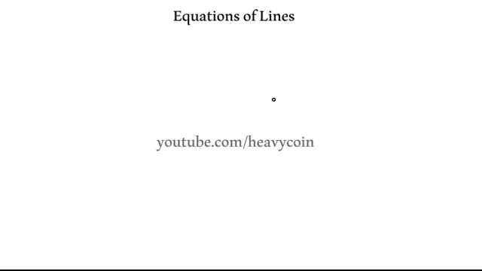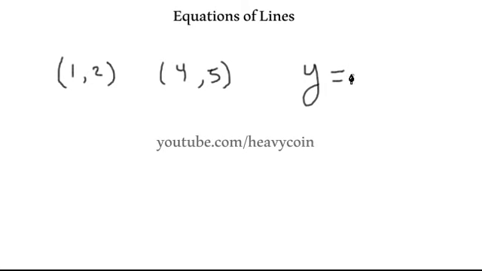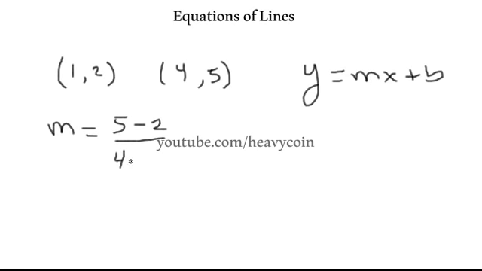Let's say, for example, we had the point 1, 2, and the point 4, 5. We want to find the equation that passes through these 2 points. So the first thing we're going to find is m. So remember what m is. It's 5 minus 2 over 4 minus 1. It's the difference in y's and the difference of x's.